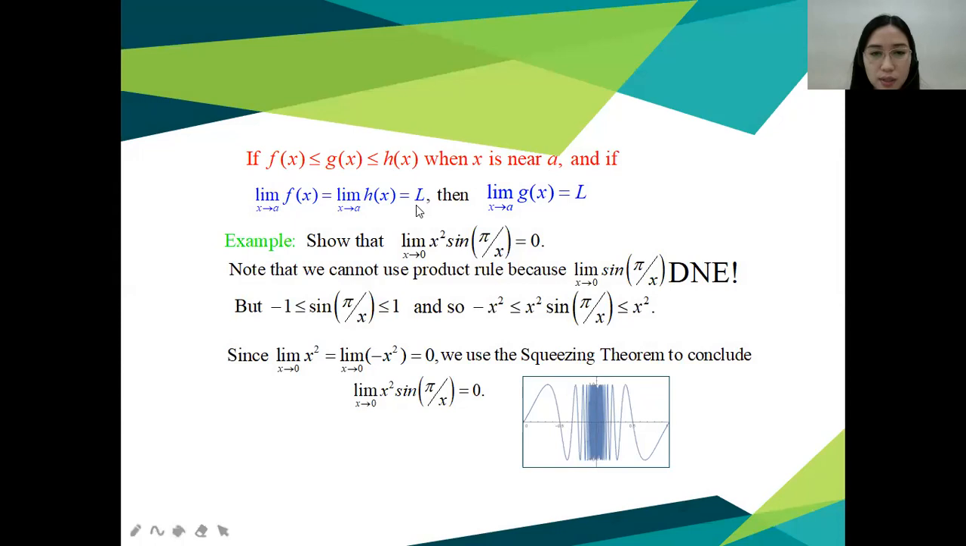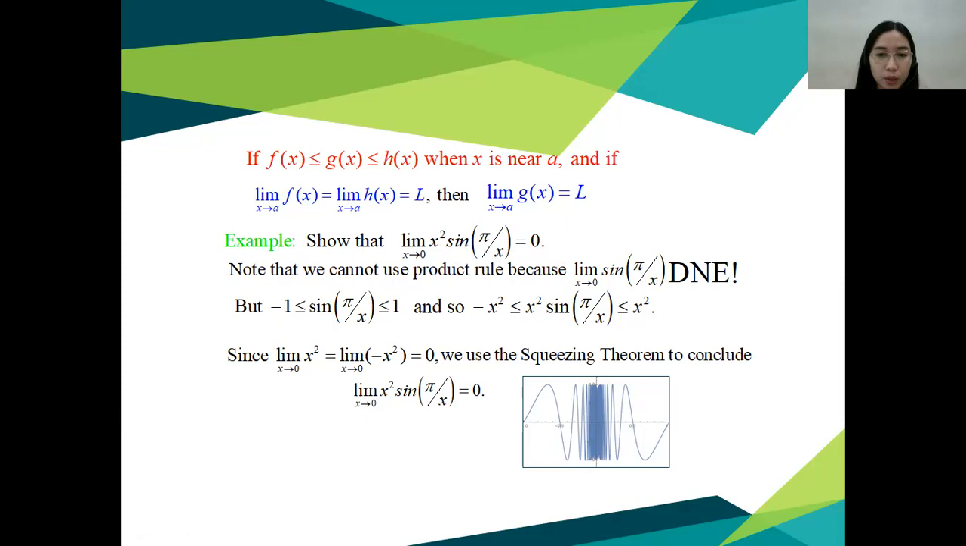So for example, let's show that the limit of x squared sine pi over x as x approaches 0 is equal to 0. So we cannot use the product rule, since sine pi over x would become DNE or does not exist. So what we will do is create a range, similar to what we did before with the epsilon delta property.